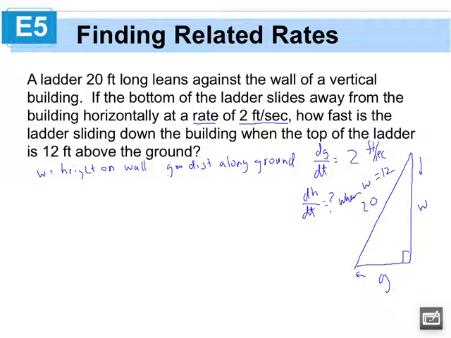So a quick refresher to get us up to speed because it's been a couple days. We have a ladder that's sliding down the wall. The bottom's kicking out, therefore the top of the ladder is sliding down, at a rate of 2 feet per second. It's positive because G is getting bigger. And we want to figure out what is dW dt. Oops, I have an H in there.